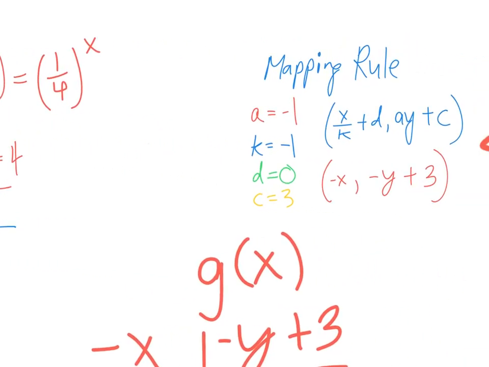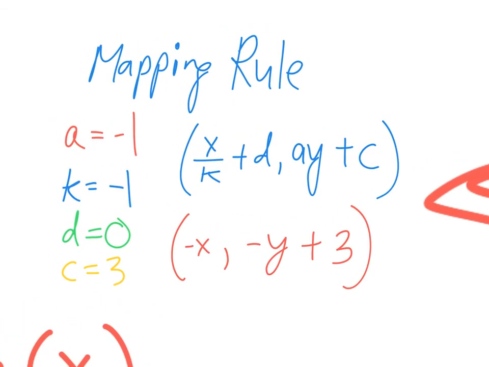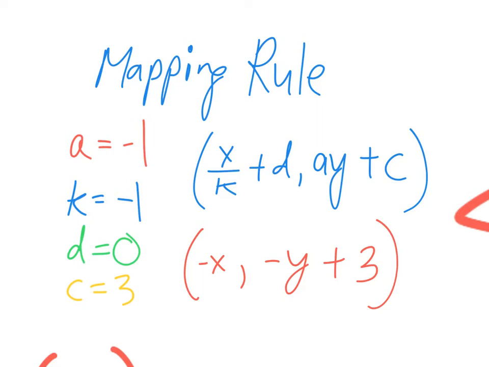And let's look at those attributes now in the mapping rule. So the a and the c value will affect the y coordinate. A multiplied by y plus c, in this case, becomes negative y plus c, negative y plus 3. And the k value would be dividing x, and the d, adding 0, is not going to change any values. So we ended up having x divided by negative 1, which becomes negative x.